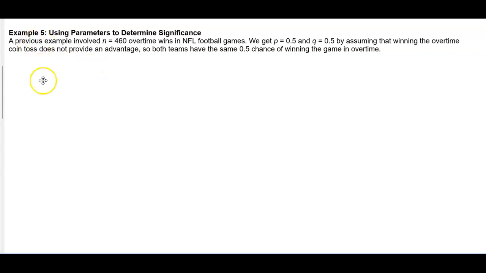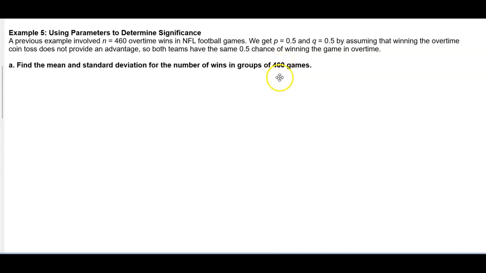Example 5, using parameters to determine significance. A previous example involved n equals 460 overtime wins in NFL football games. We get p equal to 0.5 and q equal to 0.5 by assuming that winning the overtime coin toss does not provide an advantage. So both teams had the same 0.5 chance of winning the game in overtime.